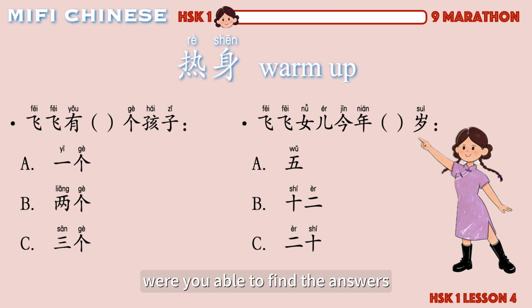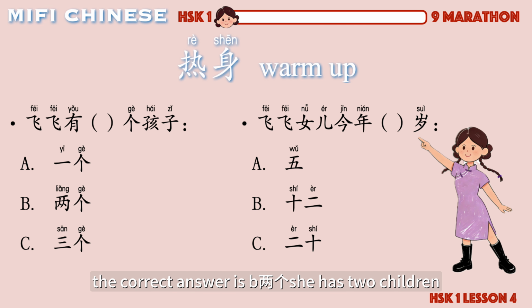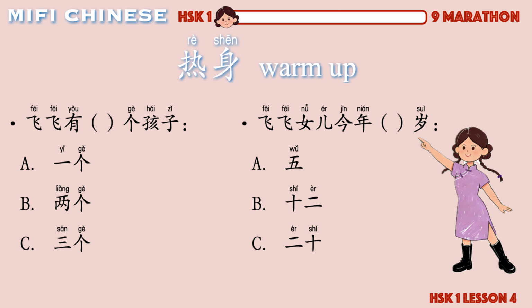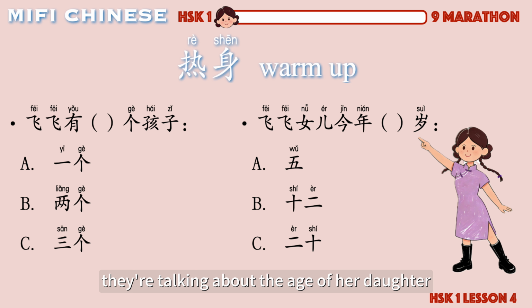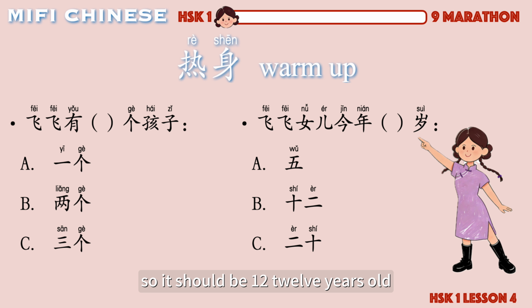Were you able to find the answers? Let's take a look together. For the first one, the correct answer is B, 两个. She has 2 children. And for the second one, the correct answer is B, 12. They're talking about the age of her daughter, so it should be 12, 12 years old.